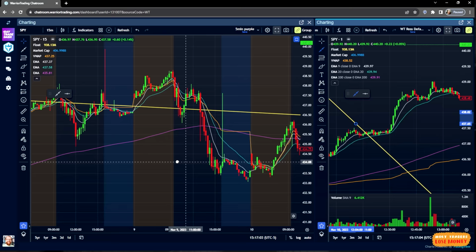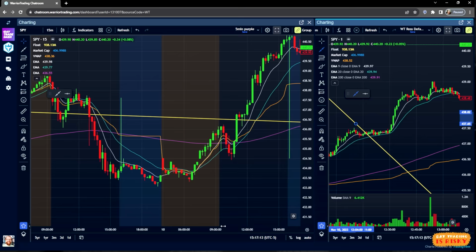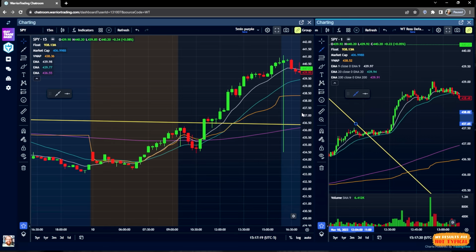Right in here, this was where we saw that consolidation, I think it was on the 5-minute chart. We were looking at that consolidation there. That was just above that level. So you could tell that these are significant levels where we have support and resistance.